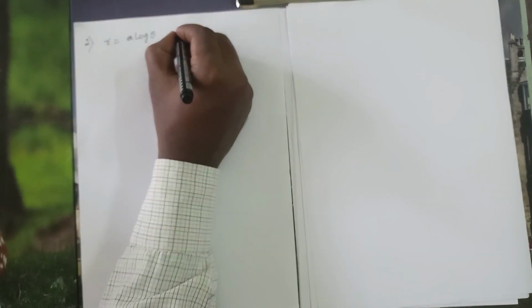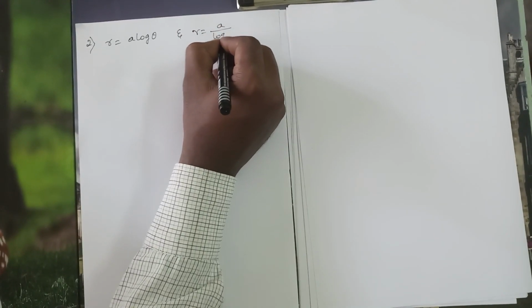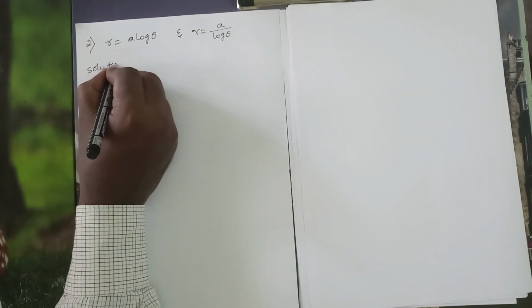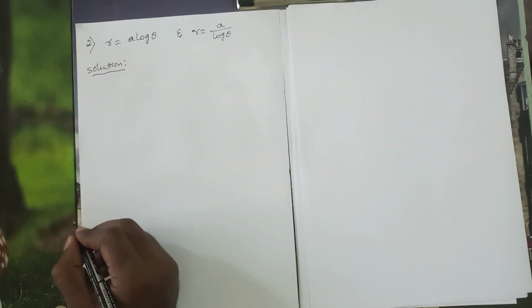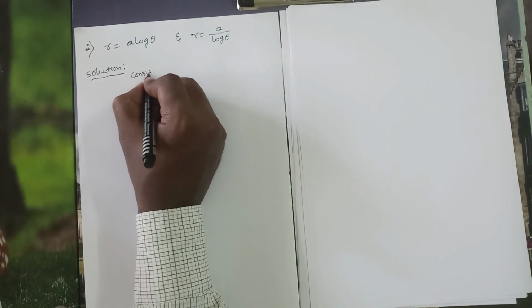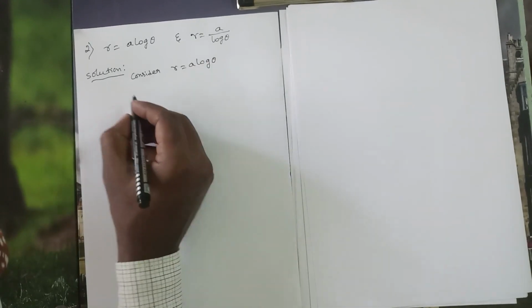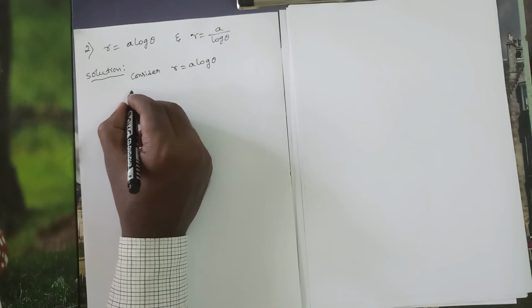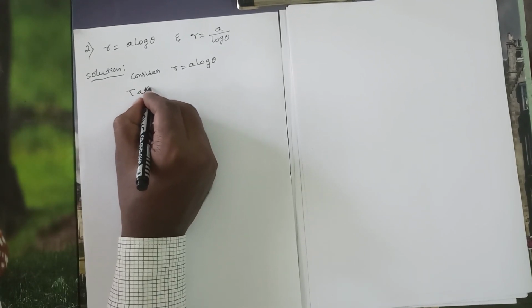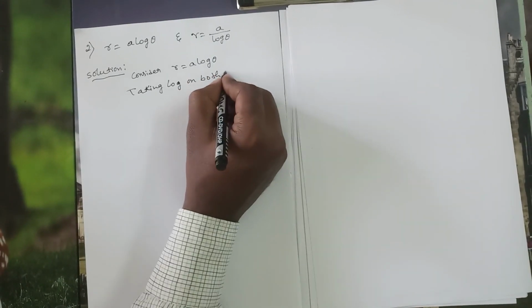R equals A into log theta and R equals A divided by log theta. So now here is the solution. Consider the first curve. R equals A into log theta. Now, taking log on both sides.